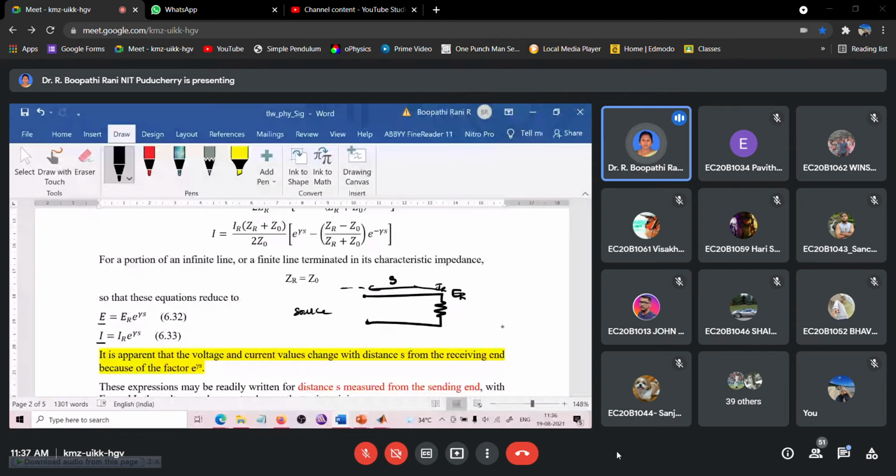So in terms of receiving end voltage and current, we write this. The same can be written in terms of sending end voltage and current also.